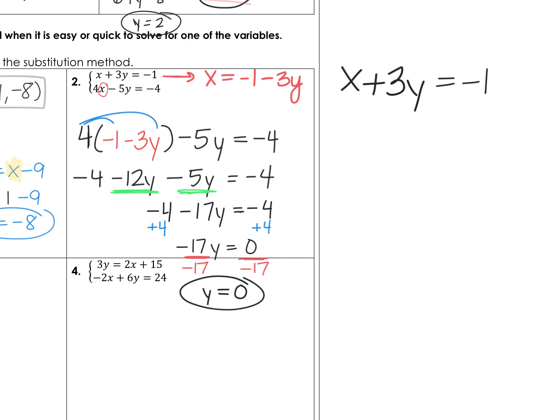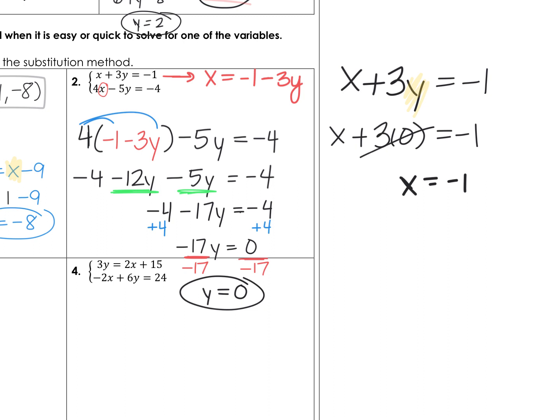If I replace into the y spot, then it's going to be x plus 3 times 0. 3 times 0 is 0, so it goes away. And x is just negative 1.